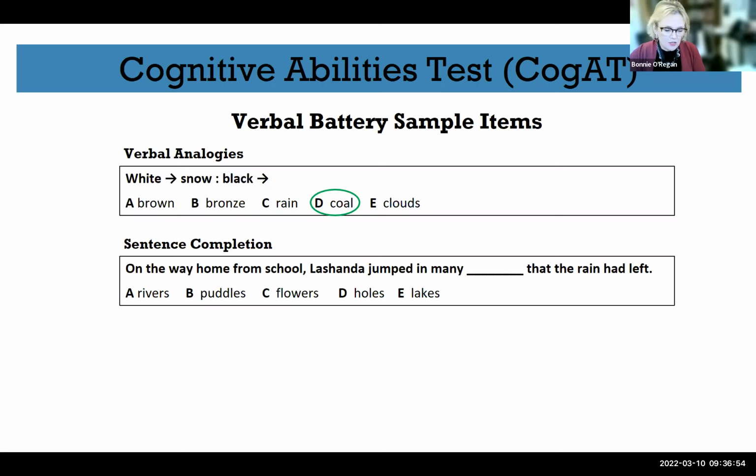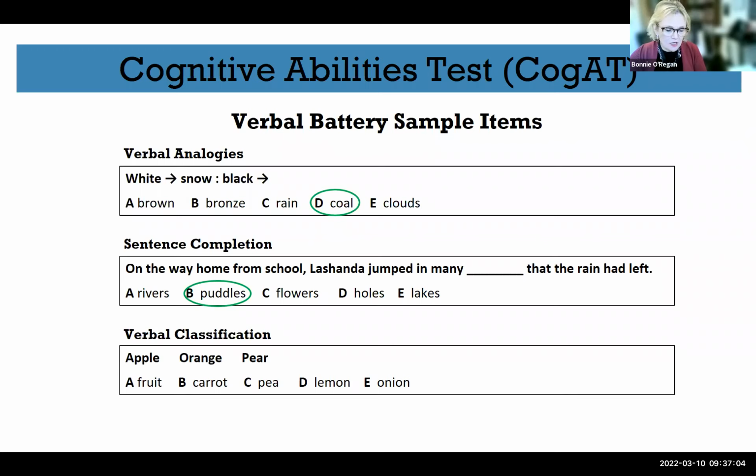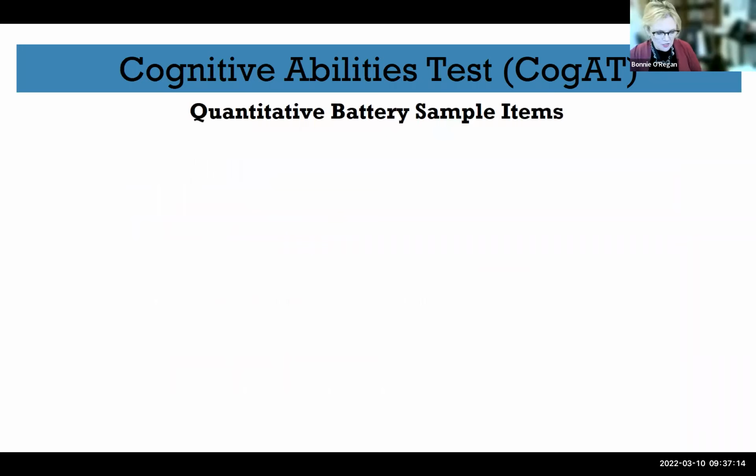In sentence completion, students read an incomplete sentence, then select the answer choice that best completes the sentence. In the last subtest, verbal classification, students examine 3 words, think of ways in which they are alike, then select the answer choice that belongs in the same group. In the quantitative battery, the test questions require the same processes as in the verbal test, but use quantitative concepts rather than verbal concepts. The 3 subtests are between 16 and 18 questions each and are to be answered within a set amount of time.